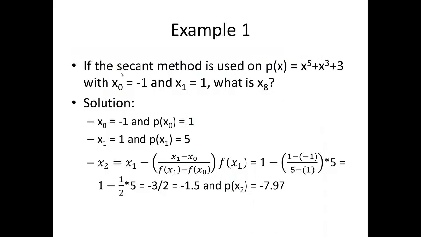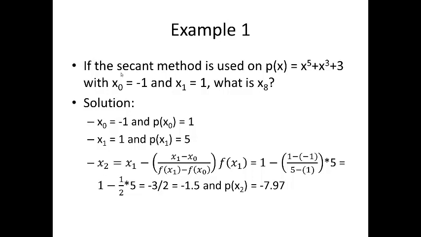So consider the secant method being used on p of x equals x to the fifth plus x to the third plus 3, with x0 equal to minus 1 and x1 equal to 1. We want to know what is x8. Well, we have x0. That's obvious. It's given to us. It's minus 1. And when we put minus 1 into that equation, we get minus 1 plus 3. So p of x0 is 1.